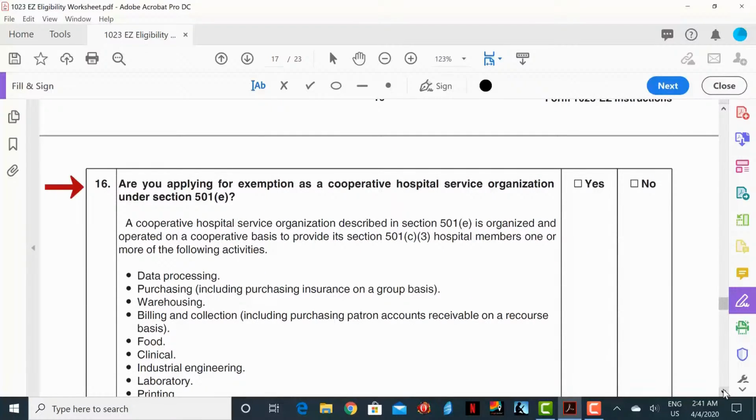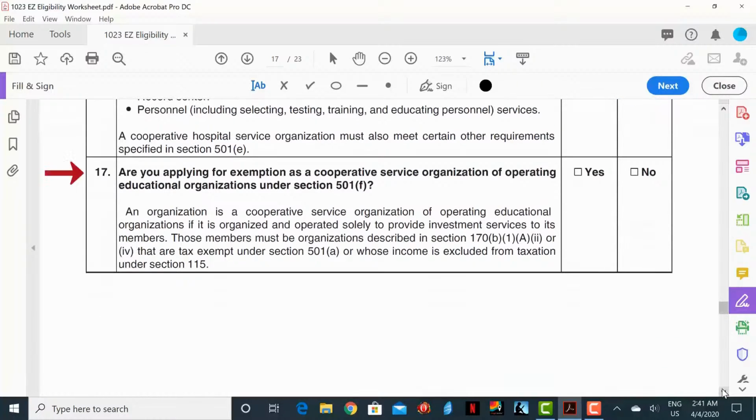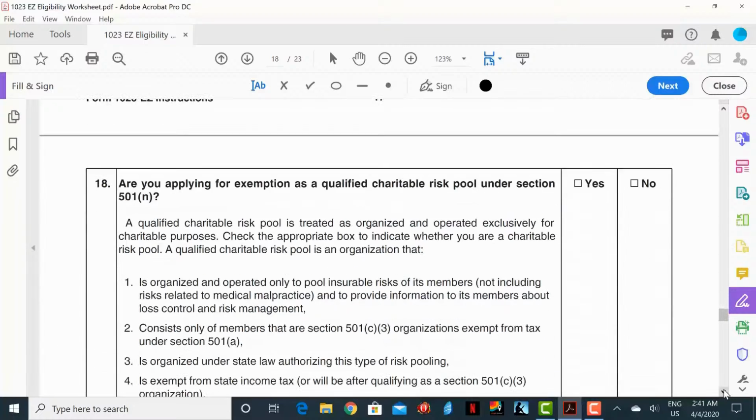16. Are you applying for exemption as a cooperative hospital service organization under Section 501E? No. 17. Are you applying for exemption as a cooperative service organization of operating educational organizations under Section 501F? No. 18. Are you applying for exemption as a qualified charitable risk pool under Section 501N? No.